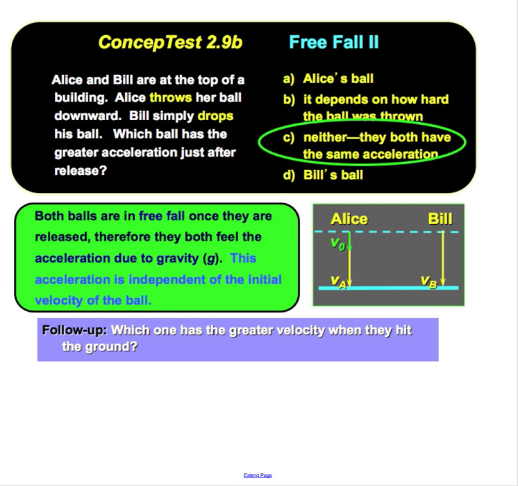Well, neither. They both have the same acceleration. g is their acceleration. One just starts at a higher number. If it's thrown down, it starts at some number and increases by 10 every second. If it's dropped, it starts at 0 and increases by 10 every second. So which one has the greater velocity when they hit the ground? Well, Alice's, because it starts with a big number and that increases every second.